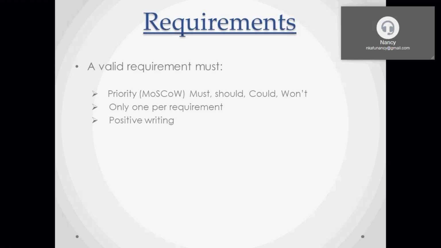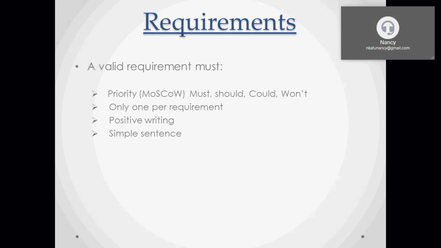And when you are writing your requirement, it has to be positive writing. You cannot say the table must not have 3 legs. That's negative, because you're saying must not have or should not have. So I'm saying the table must have. Always write in a positive way. Table must have, table should do, but don't say the table should not have a blue top. That's what I mean by positive writing.